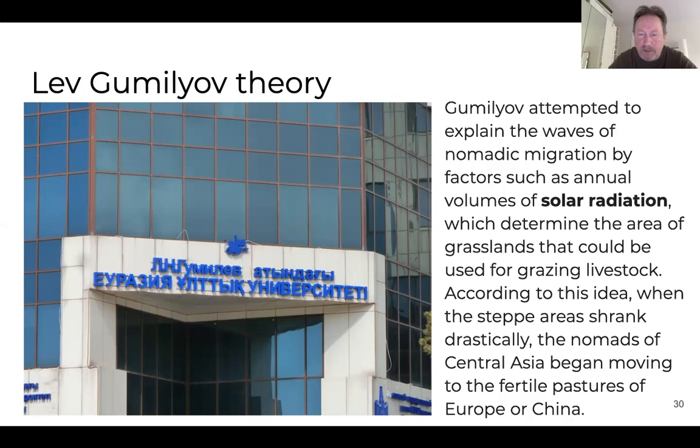According to this idea, when the steppe areas shrank drastically, the nomads of Central Asia began moving to the fertile pastures of Europe or China. That means Mongol invasions in China and in Russia and further to Eastern Europe.